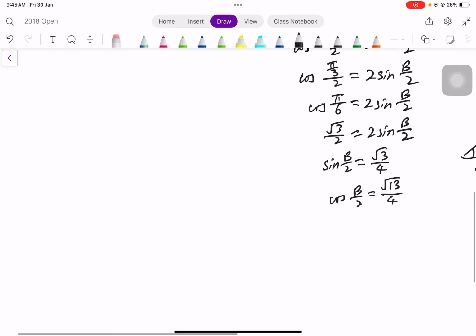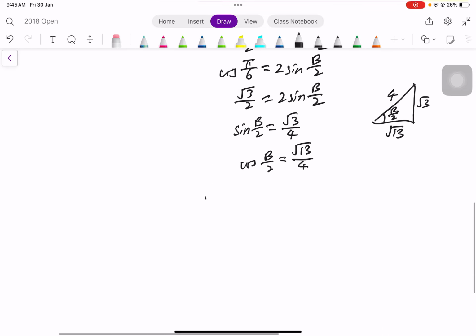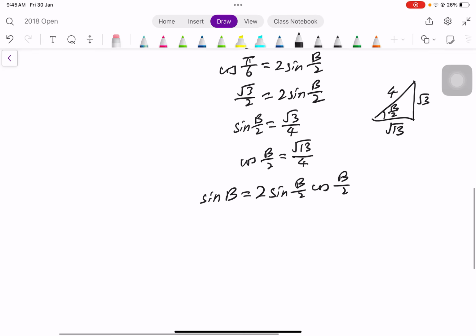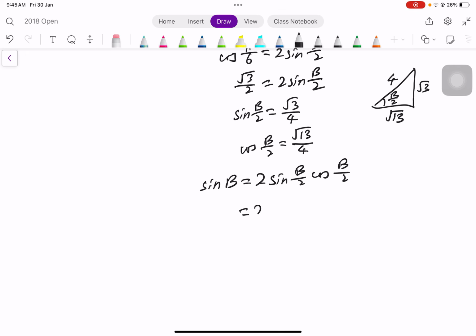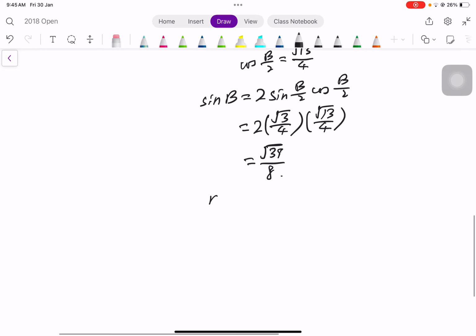We know that sine B is 2 sine B over 2 cosine B over 2. From here, this will be 2 times square root 3 over 4 times square root 13 over 4. What you get is square root 39 over 8. Therefore, m plus n is equal to 39 plus 8, and the answer is 47. That's it.